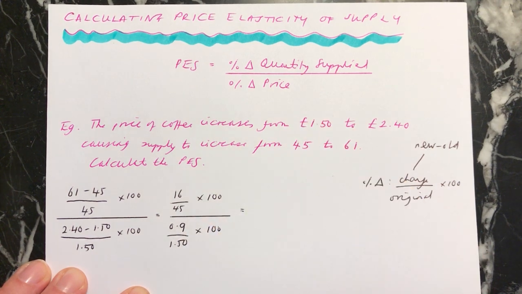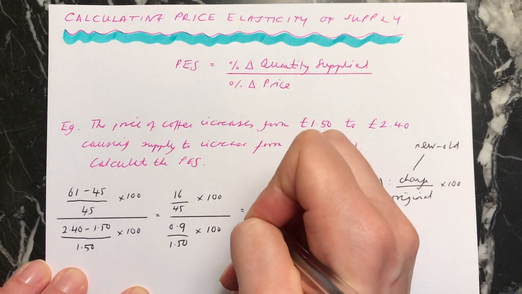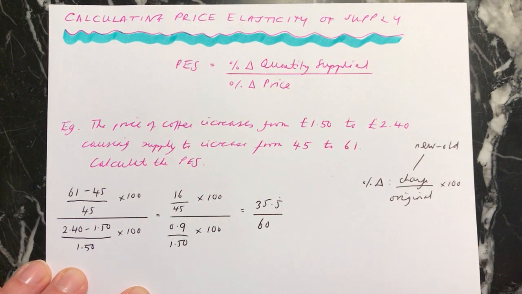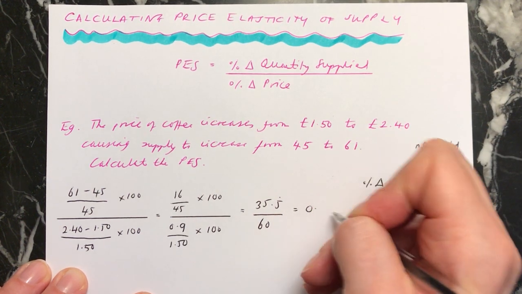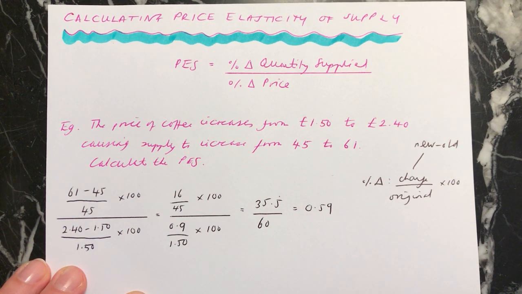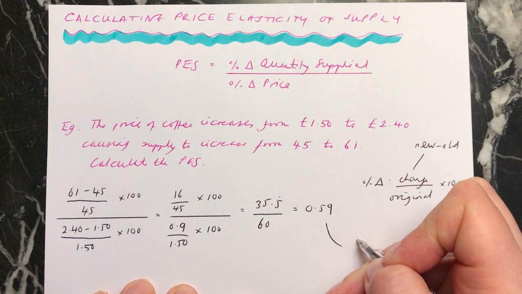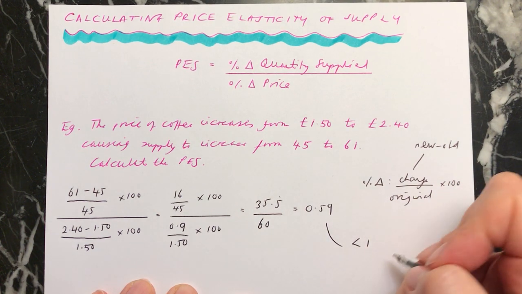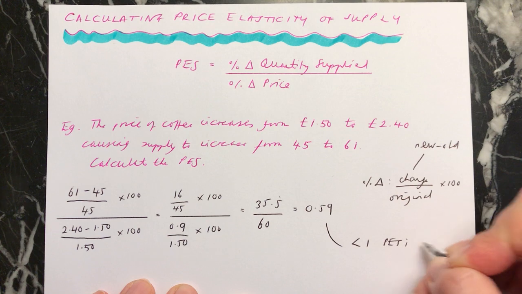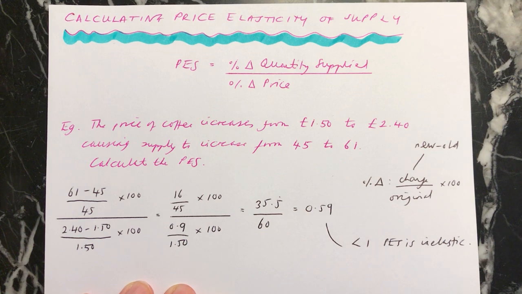And then when you work this out, the top line will be 35.5 recurring divided by 60, and the answer is 0.59. And that's your final answer, 0.59. There's no percentage or anything like that, it's just a figure. And actually you can look at this and you can now see that because this is less than 1, we know that our PES is inelastic. And that's how you do your calculation for price elasticity of supply.